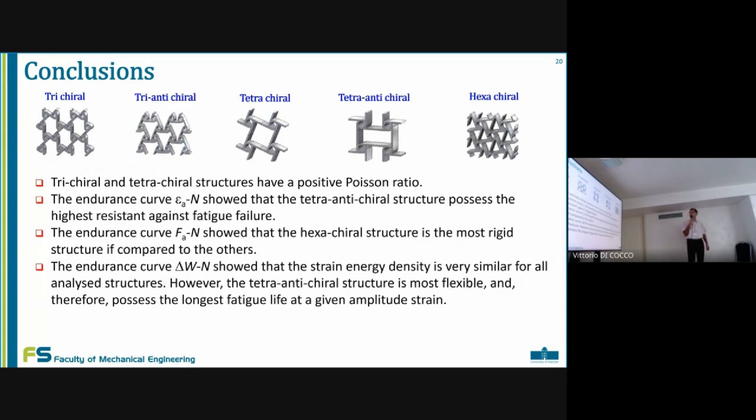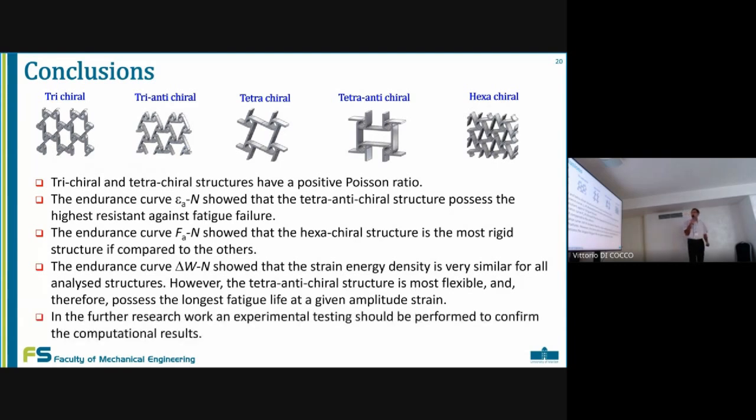And for the research work in the future, it will be necessary to experimentally test all these structures to confirm the obtained computational results.